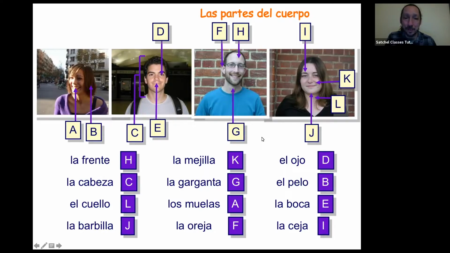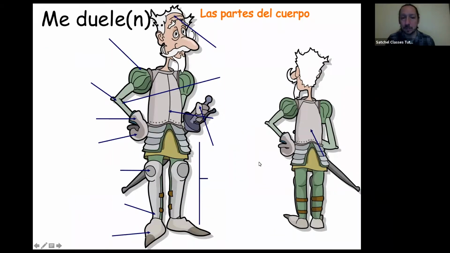Great. Now, we've spoken about the head and everything that is part of the head, like eyes, ears, eyebrows, mouth, nose. But what about other parts of the body? In this case, we have the full body, and this is a very famous character in Spain called Don Quixote. I want you to take notes of each one of the body parts of Don Quixote.